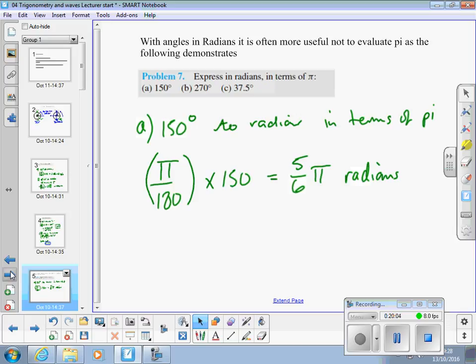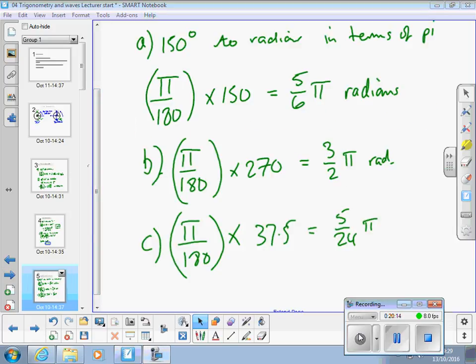Okay, so just do the other two and see if you can get those results as a multiple of pi. So to sum up there, it's often worthwhile to leave your radian angles as a multiple of pi, even if it's a fractional multiple, or in terms of pi, would be the mathematical way of saying that.